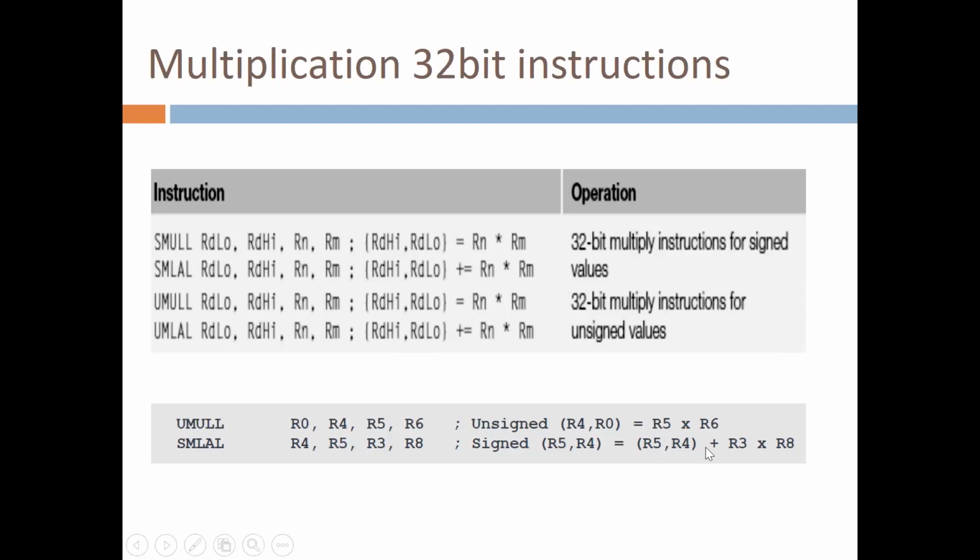Now after this operation, whatever the 64-bit data you get, the least significant 32 bits will be stored in R4, and the most significant 32 bits will be stored in R5. So this is about the operation signed long multiplication with accumulate. I hope you have understood, and these instructions are important.